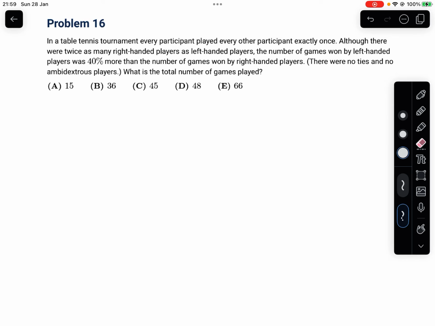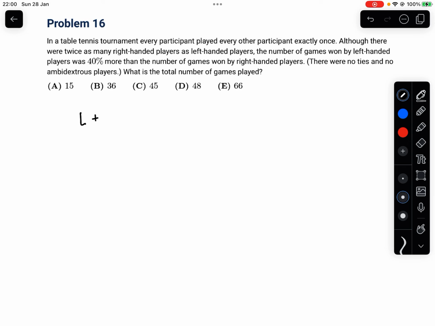Problem 16. In a table tennis tournament, every participant played each other participant exactly once. Although there are twice as many right-handed players as left-handed players, the number of games won by left-handed players was 40% more than the number of games won by right-handed players. There are no ties and no ambidextrous players. What is the total number of games played?